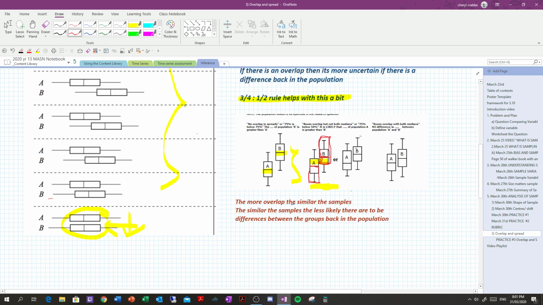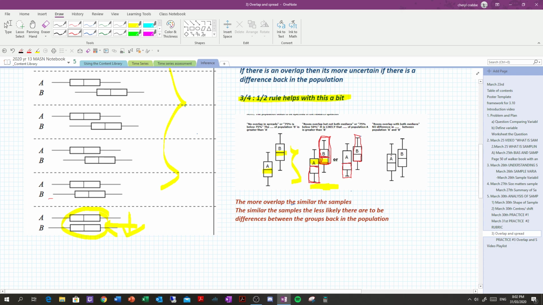And conversely, if you have it in the opposite direction, this is the situation where you've got, again, 75% of B being bigger than 50% of A. So you've got that 3/4 half rule there.